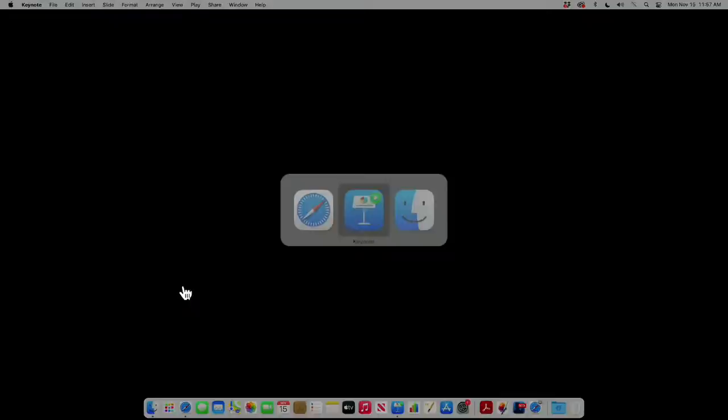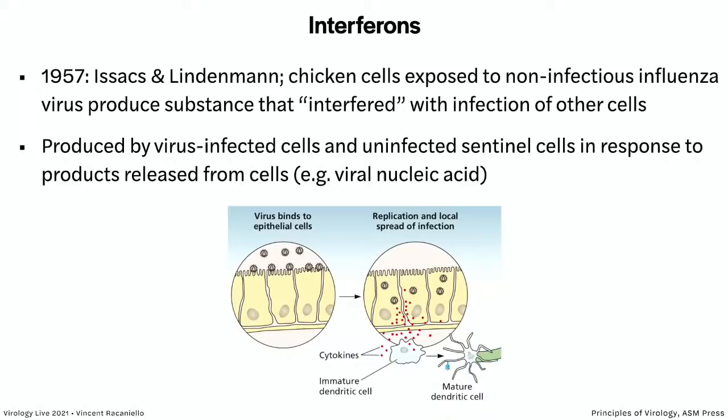All right, let's talk about interferons. These are cytokines. Cytokine is a broad term for proteins produced by our defense systems, innate included. One kind of cytokine is interferon. These were discovered in 1957 by Isaacs and Lindenmann.